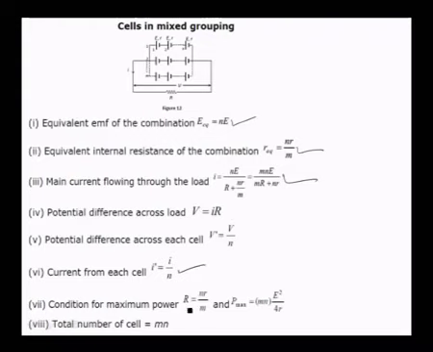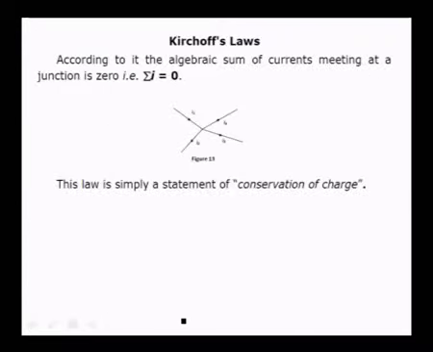Similarly, for maximum power, the value R should be equal to the sum of the internal resistances. That is, R is equal to Nr divided by M, then the power is maximum. The total number of cells in this combination is equal to M into N. Next, we will move on to Kirchhoff's laws.